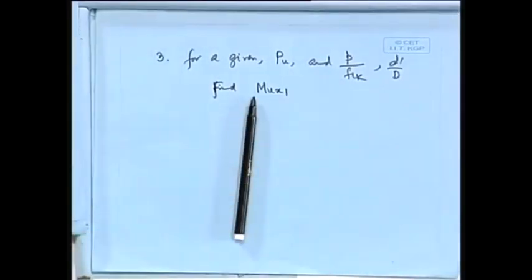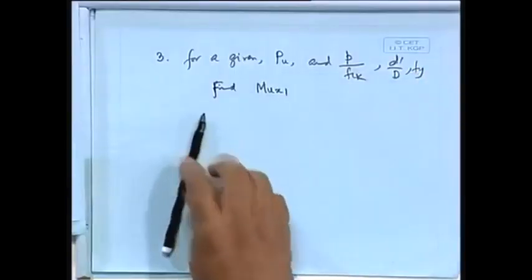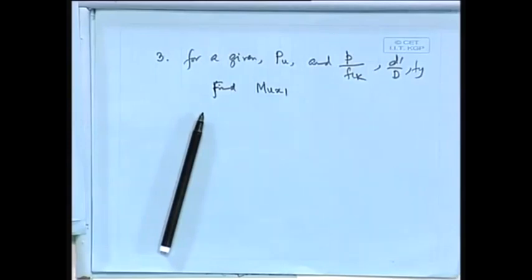It means that Pu is given. I have already chosen p by fck and also I know d dash by D. Also I know fy, that is the steel grade. So since I know Pu, p by fck, d dash by D and fy, I can go to the proper chart of SP16. Since I know Pu, for that p by fck I can find out the maximum uniaxial bending it can take. So I can calculate Mux1 also. That means if Pu is given, I can find out the maximum uniaxial bending about that particular axis. So that is your Mux1.